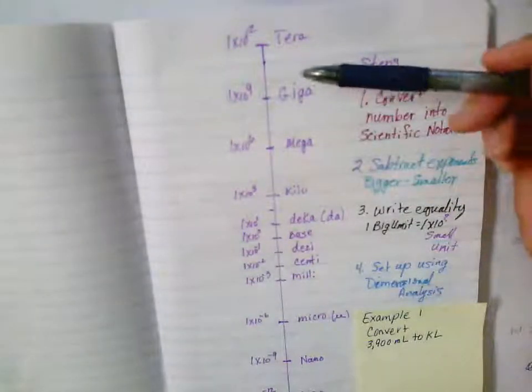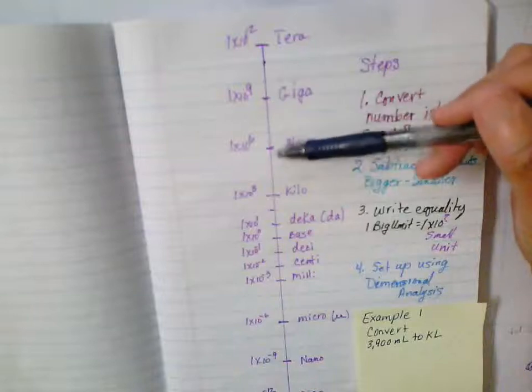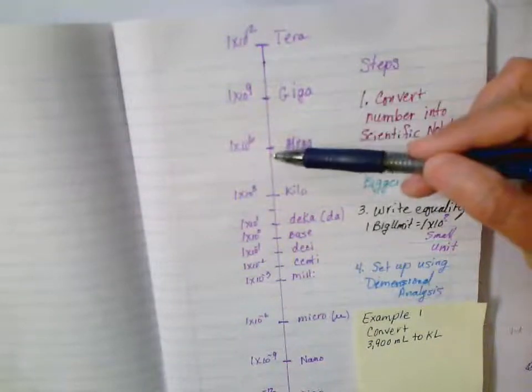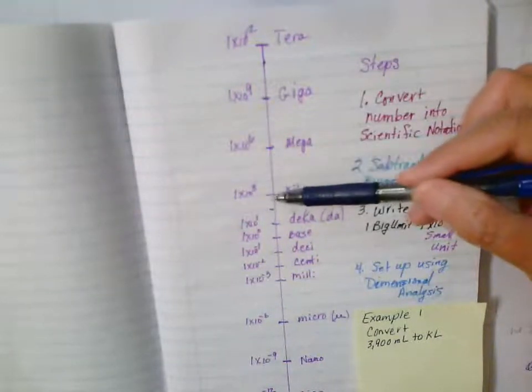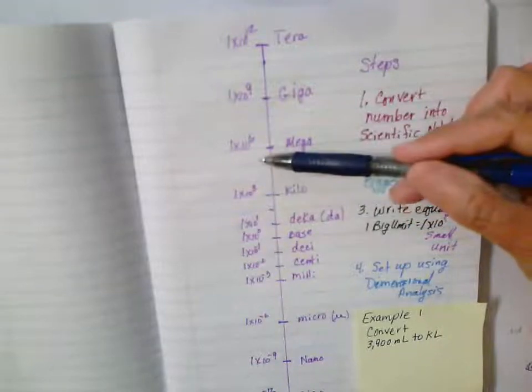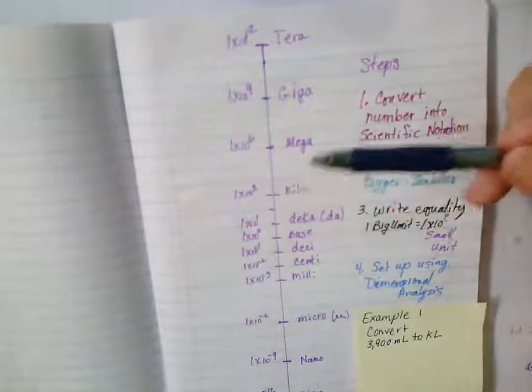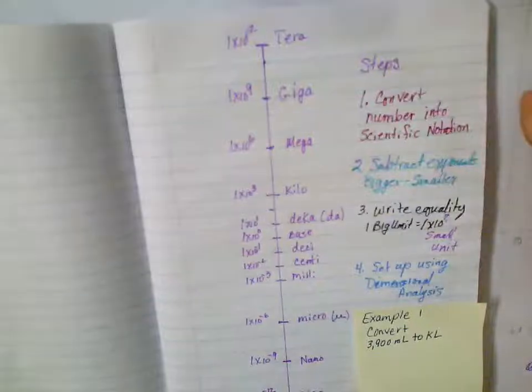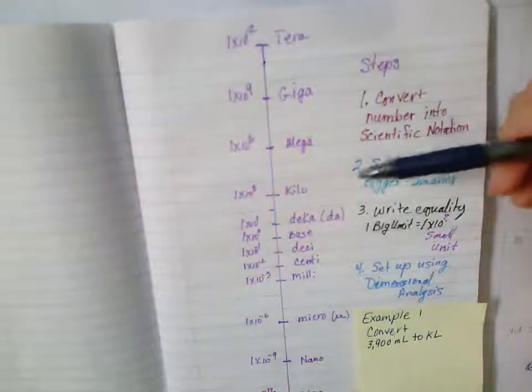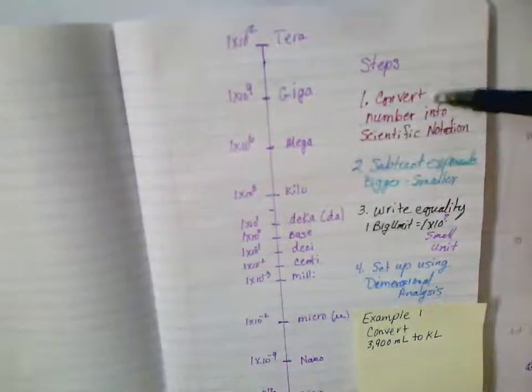I put it on a scale so each line equals 1 power of 10. And so if I'm going from mega to kilo, that's 1000 because it's 3 units of 10. I thought this was a really good idea. I saw somebody doing it in 7th period and it worked out pretty well, I thought. So here's our scale, and we have certain steps.